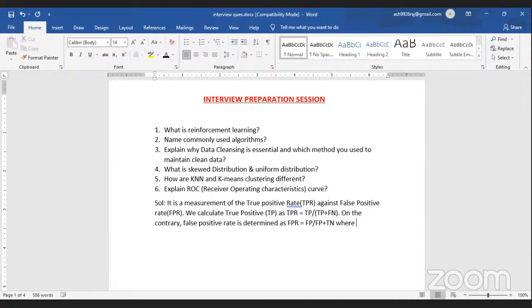Where TP is equal to true positive, and TN is equal to true negative, FP is equal to false positive, and FN is equal to false negative.